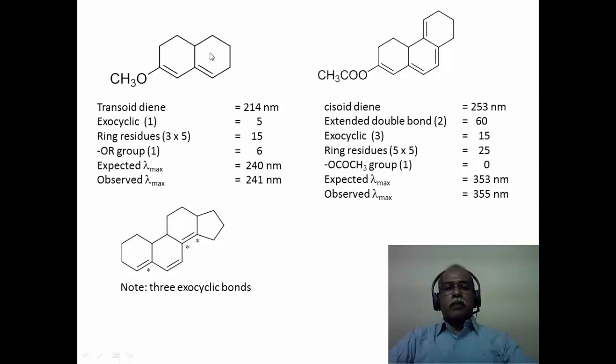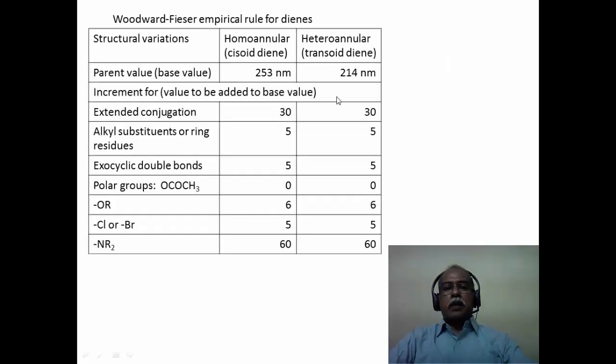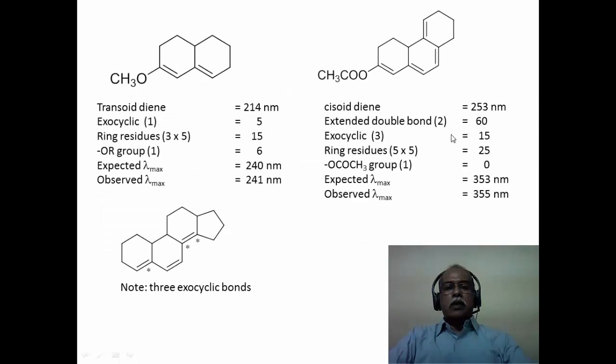If we consider this molecule here, this is a heteroannular transoid diene. So for the heteroannular transoid diene, the base value is 240 nanometers. So the 240 nanometers is taken. There is an exocyclic double bond. If you look at this double bond, it is exocyclic to this ring. So one exocyclic double bond will add about 5 nanometers. And then you have the ring residues, which are these residues. This is one ring residue, and this is another ring residue, and this is a third ring residue.